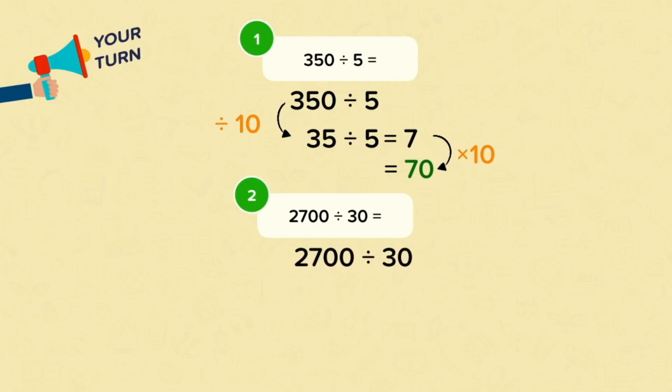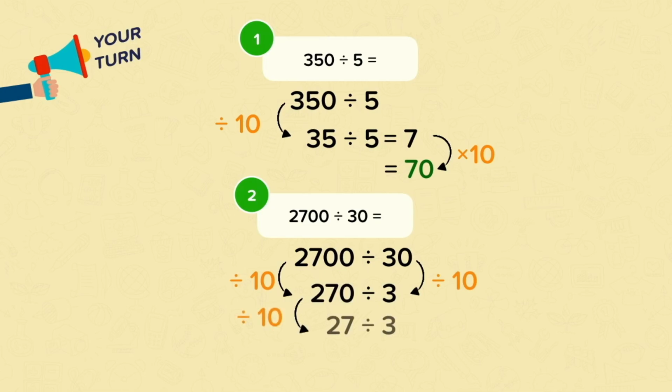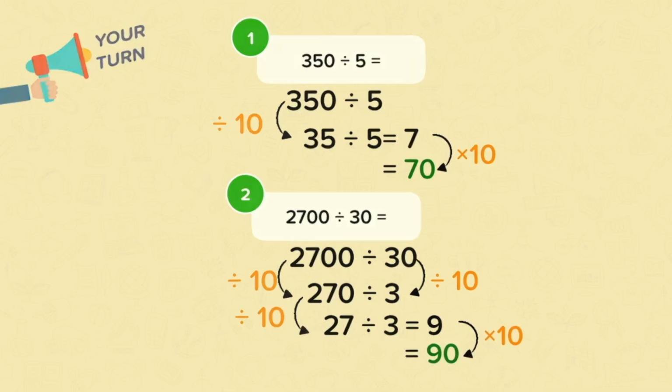For the second question, we can see that both the dividend and the divisor are multiples of 10, so you should have divided both by 10. So 2,700 divided by 30 becomes 270 divided by 3. Next, 270 is a multiple of 10, but 3 is not, so you should have divided 270 by 10 to get 27, and a new calculation of 27 divided by 3, which equals 9. Then, you needed to multiply the answer by 10. 9 times 10 equals 90. So 2,700 divided by 30 equals 90.